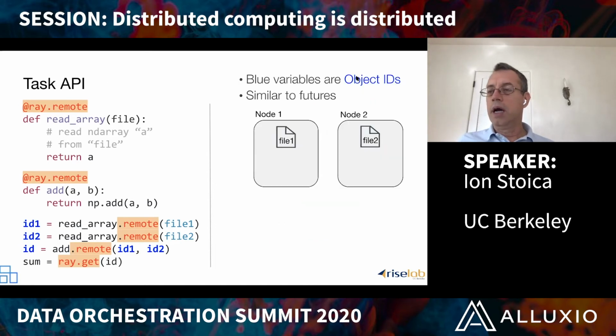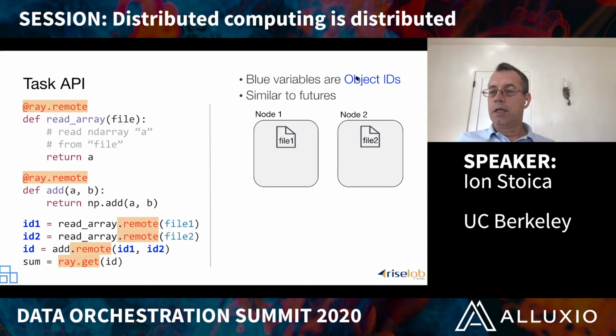So let's see how this works step by step using a simple example. Again, assume we have a distributed system with 2 nodes, where node 1 stores file 1 and node 2 stores file 2 respectively.